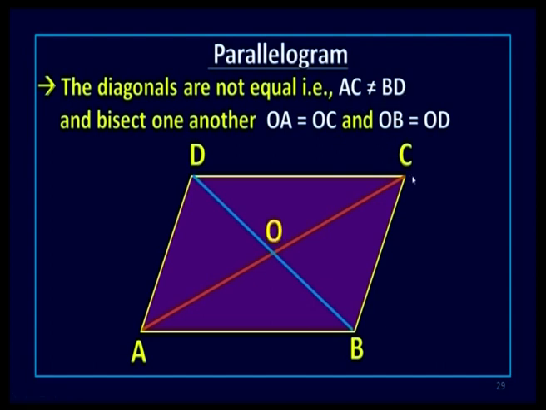But what you are observing here? Yes, they are intersecting at O and they are bisecting one another. What is meant by bisecting one another, children? Here, if I take AC diagonal, it is bisected at O. If I take BD diagonal, it is bisected at O. From this what you can understand? Yes, OA equal to OC and OB equal to OD. So, in a parallelogram, diagonals are not equal, but they bisect one another.